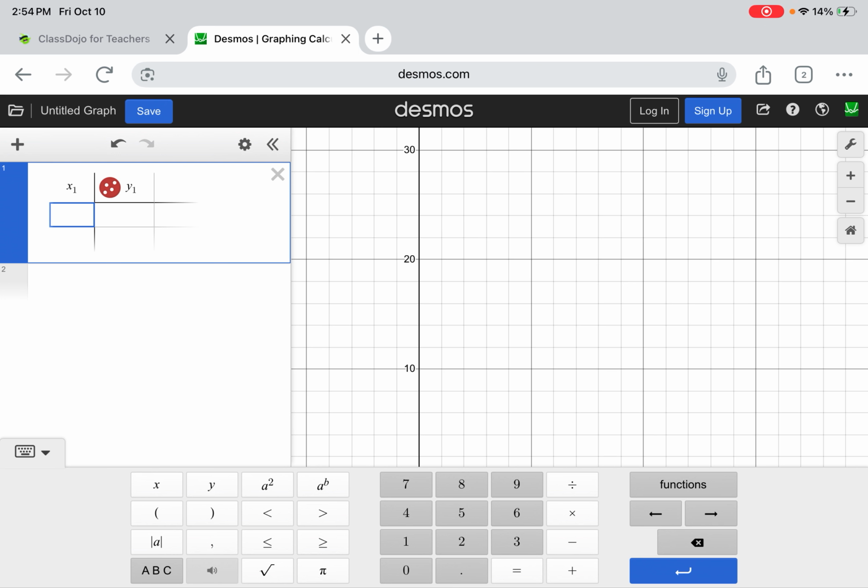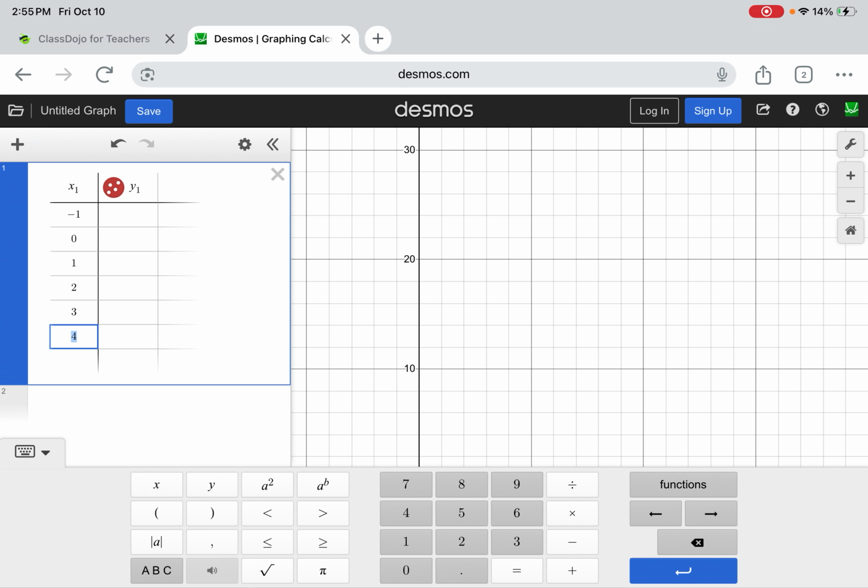So maybe my table looks like this. So x is -1, x is 0, 1, 2, 3, 4. And then when x is -1, y is 9. Maybe when x is 0, y is 20. Then 24. Then 21. Then 18. And then 10. Right? So maybe my table of values looks like that. Okay? And you would use whatever table of values you have for your problem.